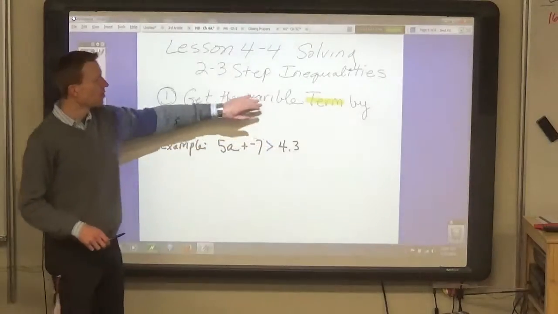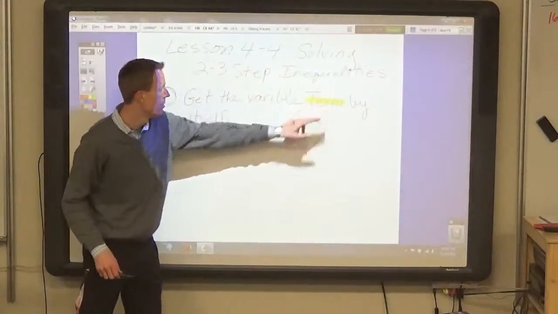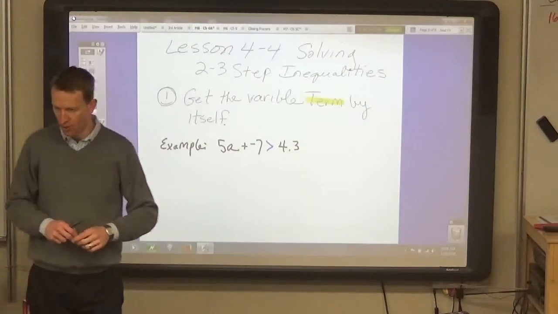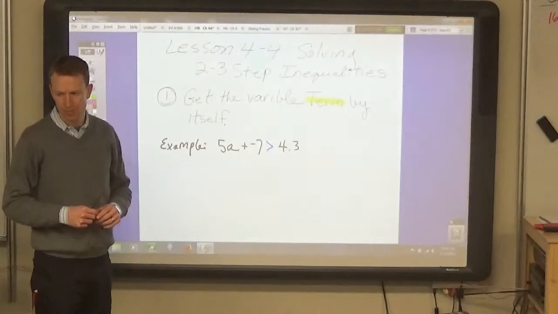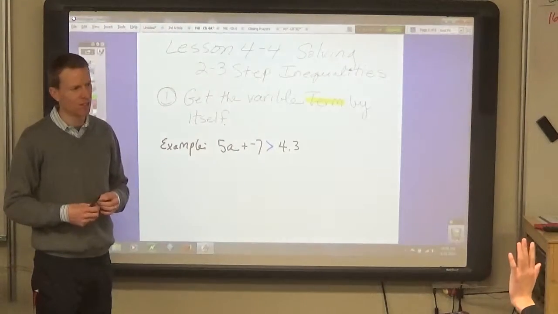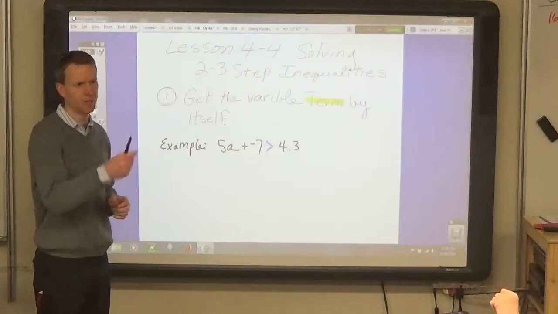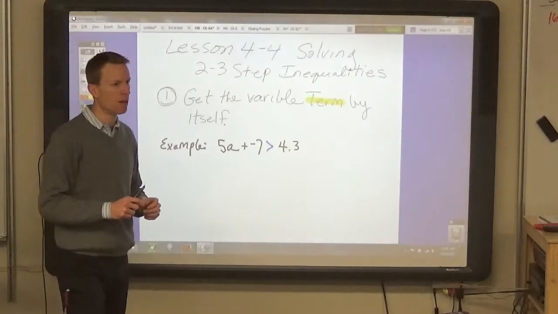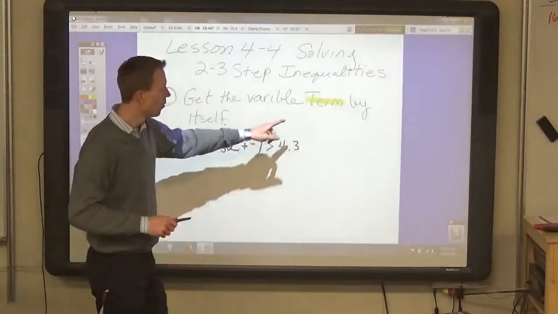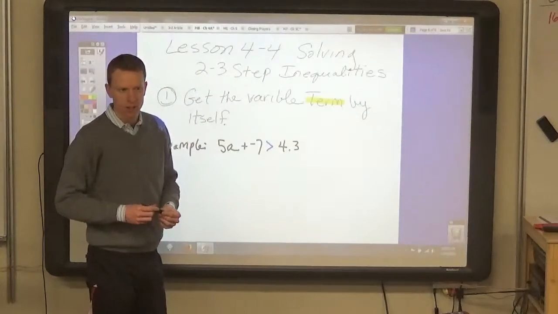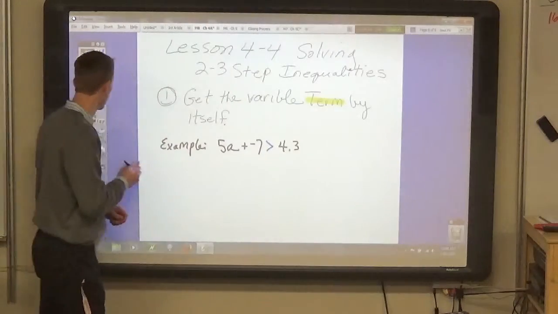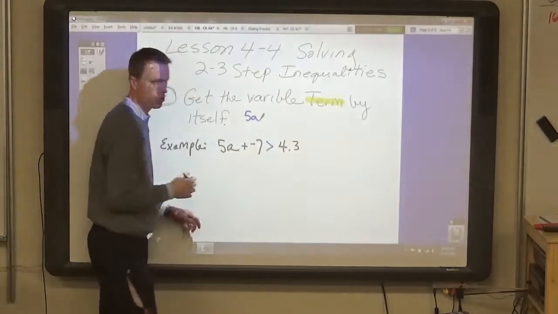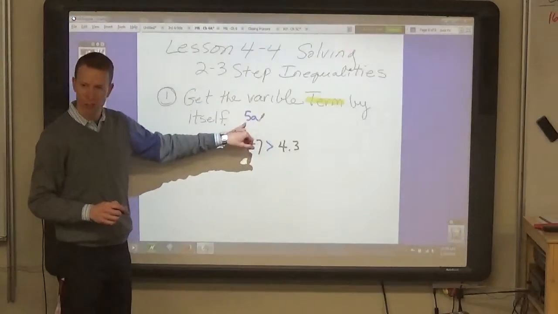Okay. So it's always to get the variable term by itself. What is a variable term, that language? What is that referring to? Variable term. What is a term? A term, in this case, is a math term. It refers to a number or expression. Would it be like 5a? Yeah, 5a is a term. It's a variable term because it has a variable.